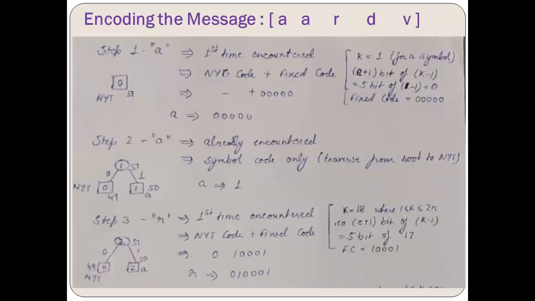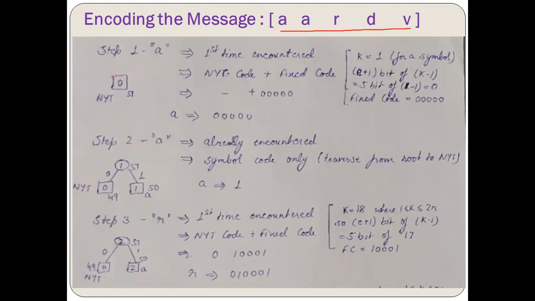Now let's move on to the example. We have taken an example. In this particular example, we are going to encode this particular message. Now see, the first step is we are going to update the tree, and parallelly we are going to encode.